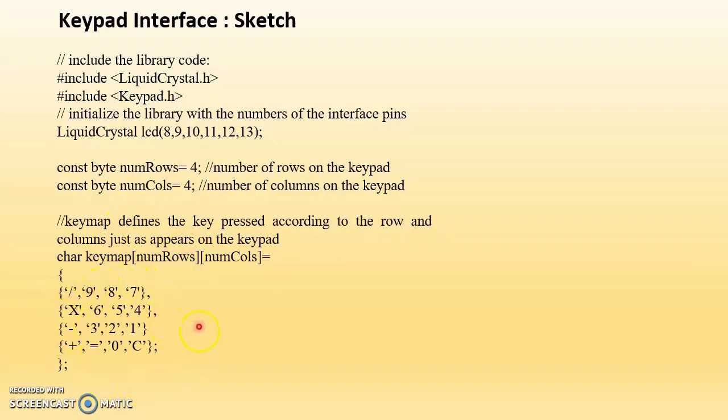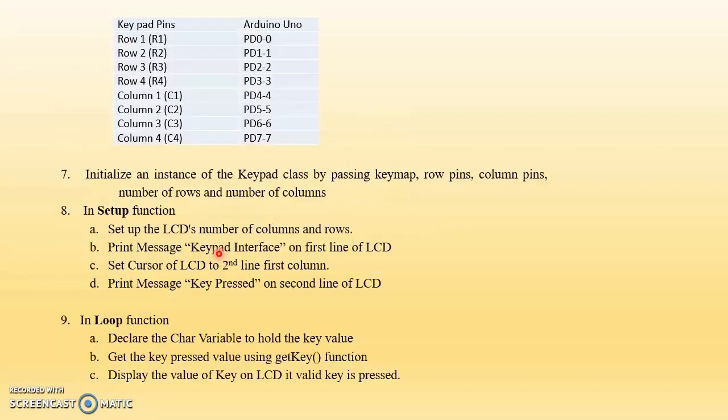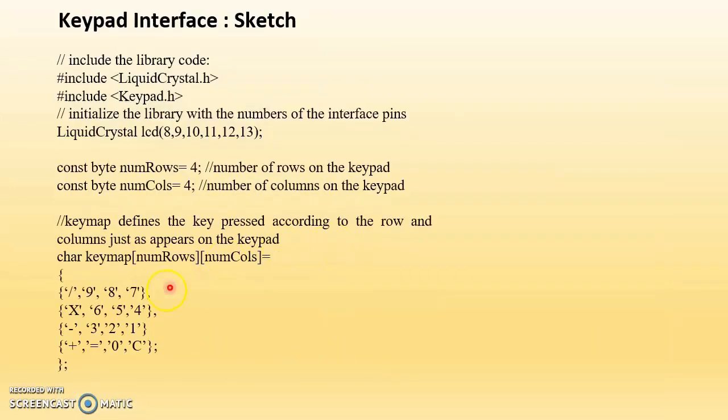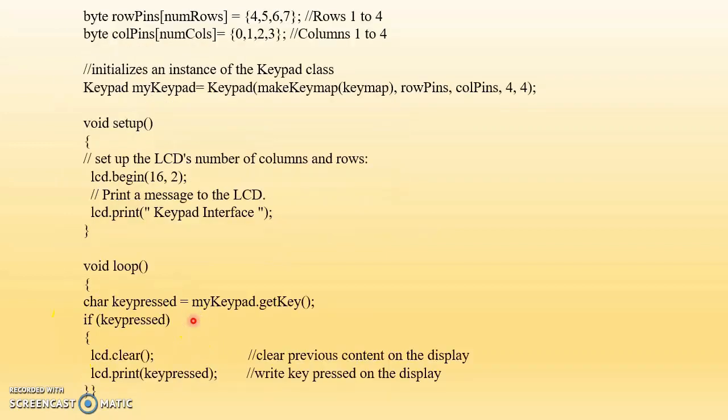As per our keypad shown in the interfacing diagram, here we have 1, 2, 3, 4, 5, 6, 7, 8, 9, this multiplication, plus sign, on. This we have to define as per the interfacing diagram. We have defined this in matrix form. This is called the key map. Then we have to define the pins, more particularly rows 4, 5, 6, 7 and columns 0, 1, 2, 3. And then we have to use this syntax for getting the key pressed.